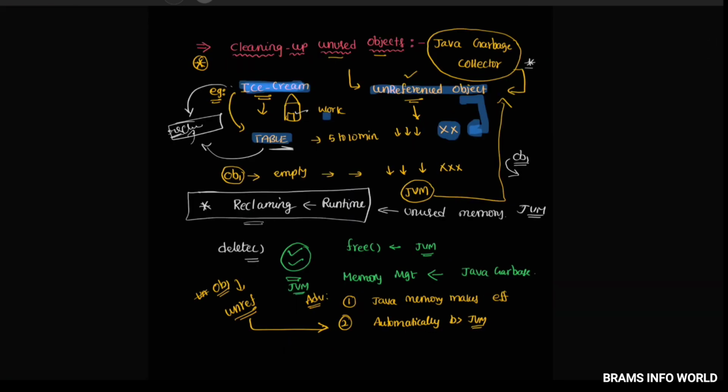See, cleaning up of unused objects is nothing but the Java garbage collector. The Java garbage collector works on unreferenced objects. So unreferenced objects mean reclaiming unused memory at runtime. That is done by the JVM, it makes memory usage efficient, and it is done automatically. So how is it possible in the Java language? Let us see. There are three ways.